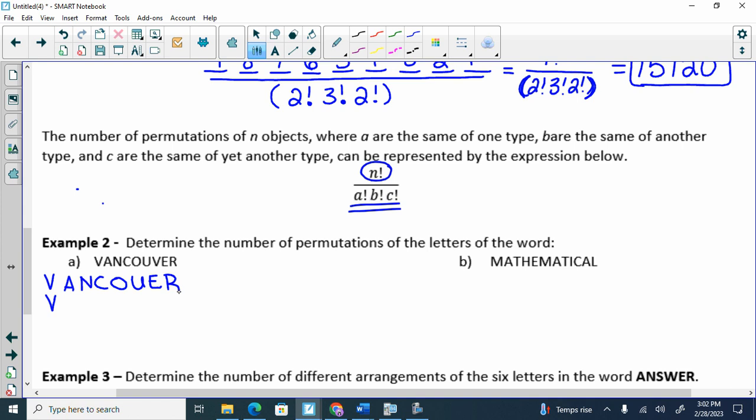Are there any restrictions on this? Like I have to start with a B or end with a D? There's no D's in Vancouver. There's no restrictions. So on the top, I would have 9 blanks, and I'd go 9, 8, 7, 6, 5, 4, 3, 2, 1. Blast off, correct? So on the top, I would have 9 factorial, because there are 9 letters in Vancouver. And on the bottom, what would I have? 2 factorial. And that's it.